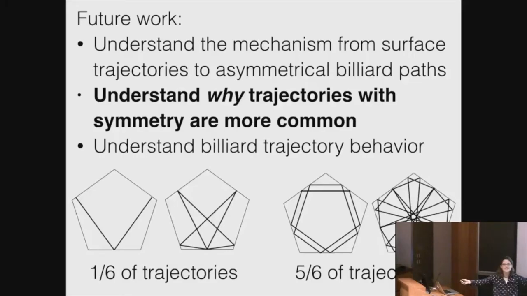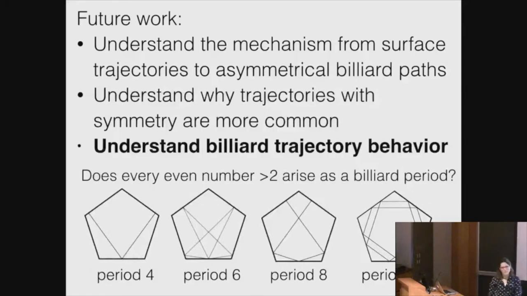And then the other thing is to understand billiard trajectory behavior. We have all these beautiful pictures and we want to know what's going on. So for example, does every even number more than 2 arise as a billiard period? I can construct the ones with period 4, 6, 8, and 10. Can we get all the even numbers?